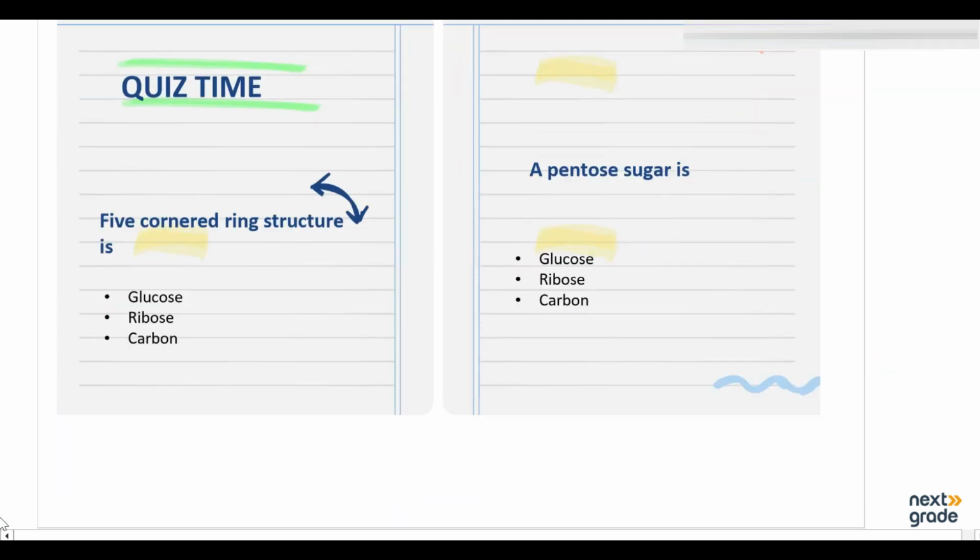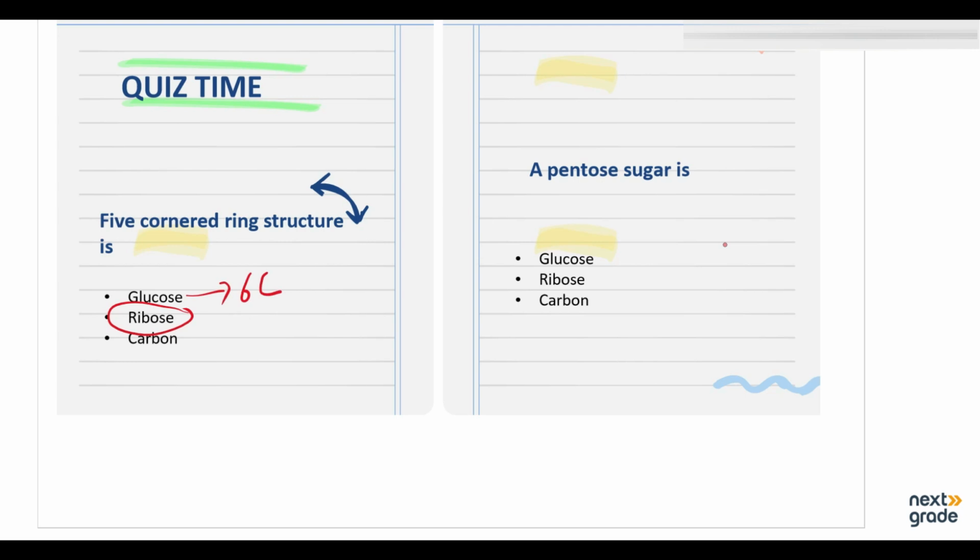Then there is quiz time. The five-cornered ring structure is what? A five-cornered ring structure is glucose, ribose, or carbon. We know that ribose always forms a five-cornered ring structure and glucose always forms a six-cornered ring structure.